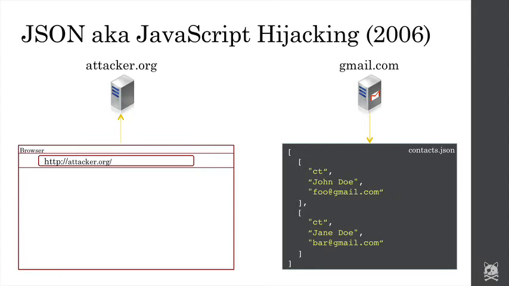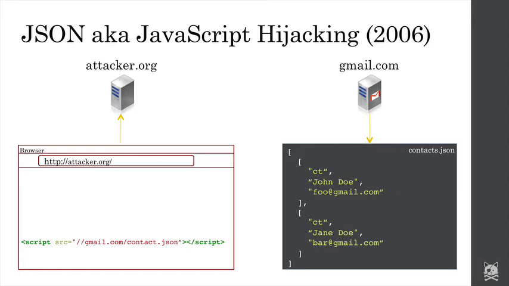And what Jeremiah Grossman did is the following. He set up a website, attacker.org, and he was able to lure a victim onto that page. What we just learned is that the same origin policy protects us from attacker.org accessing this file. Attacker.org is not able to read the source code. But what the attacker is able to do is include this file in a script tag, because script tags are somehow exempt from the same origin policy.